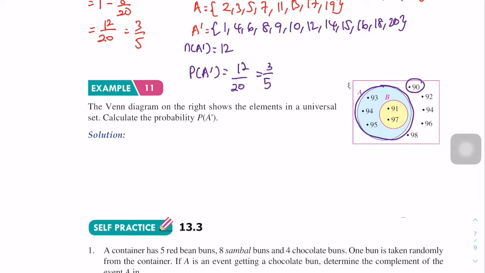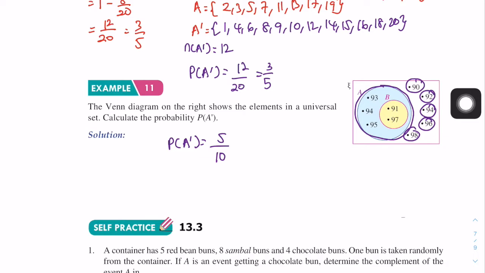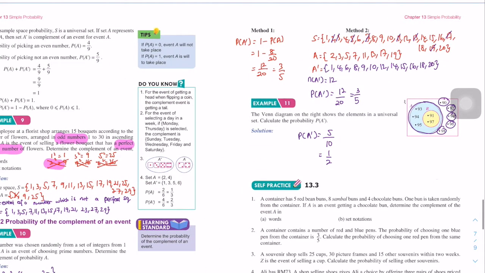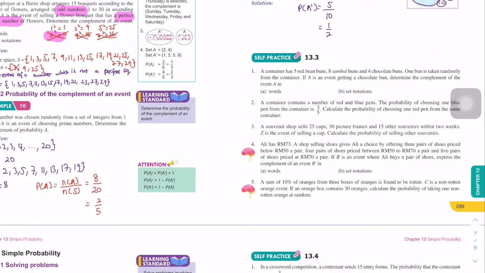So we have 1, 2, 3, 4, 5. Okay, so probability of A prime is 5 over, so total we have 1, 2, 3, 4, 5, 6, 7, 8, 9, 10. So we have 5 over 10, or you can simplify it as 1 over 2. I think it's quite simple. Okay, so I want you to try number 1 and number 2.